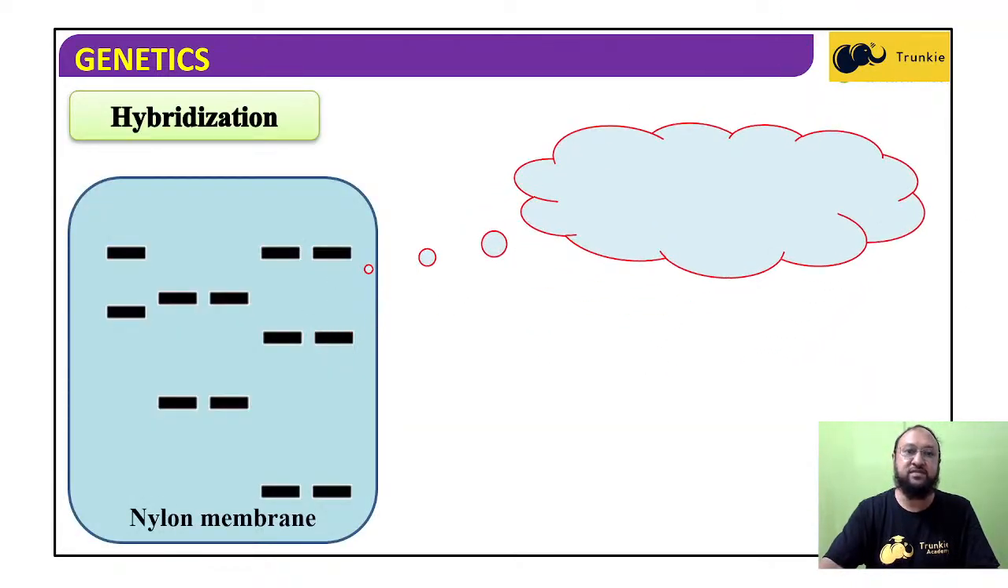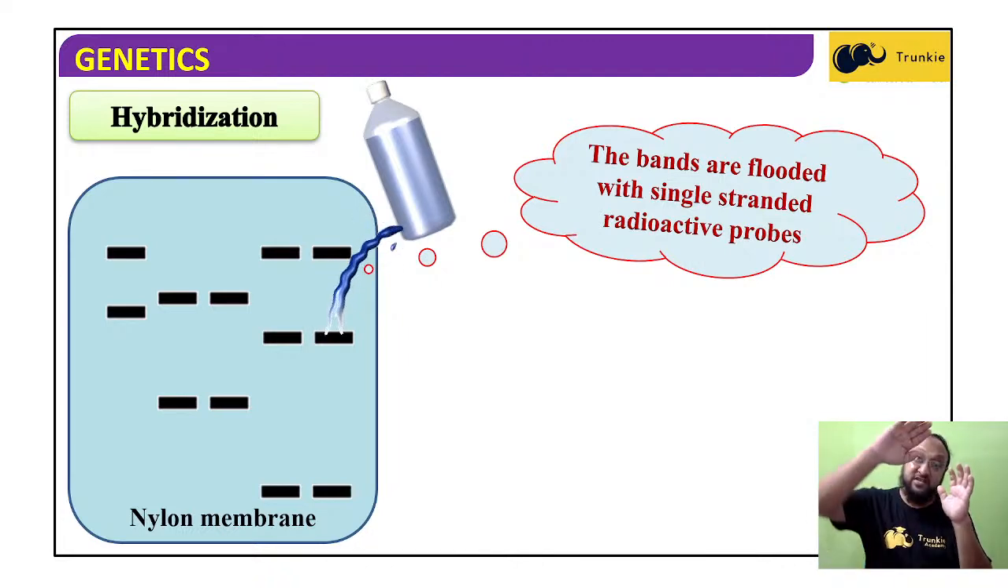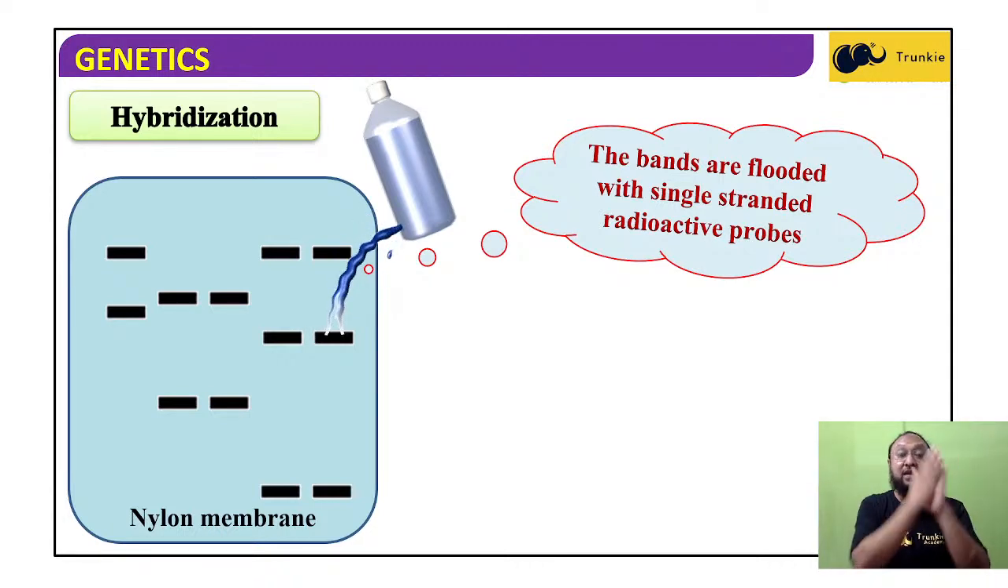Now, hybridization. The bands are flooded with single stranded radioactive probes. What will happen once we are getting the bands? The DNA fragments which were formed during the gel electrophoresis are now embedded on the nylon membrane.